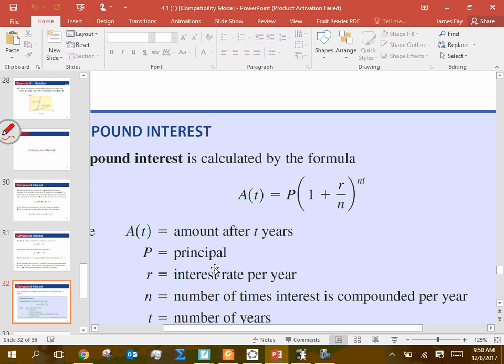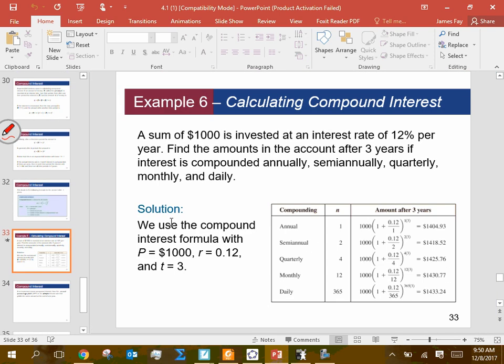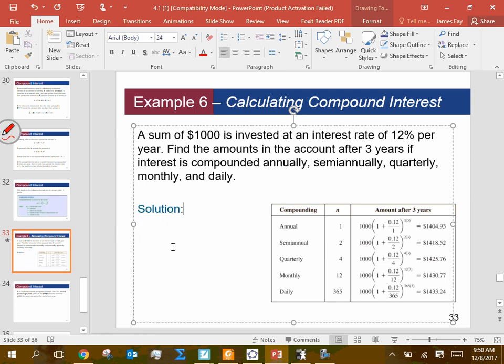So I'll give you a quick example here, and then we'll obviously work a lot more on this next week. It says a sum of $1,000 is invested at an interest rate of 12% per year. Find the amount in the account after 3 years if interest is compounded annually, semi-annually, quarterly, monthly, and daily. Okay. Now that's like 6 problems in one. But we're going to use our calculator here, so the hope is that once you do one of these, you're able to do all of them pretty easily. They give you all the information we need. So I'm going to write down my formula here. It says A of t.